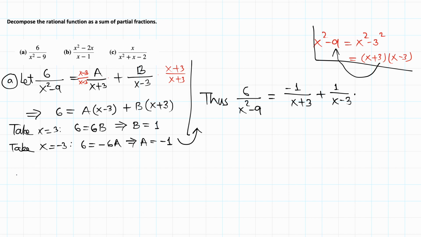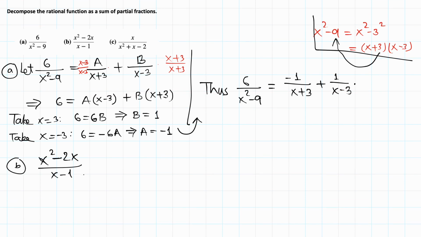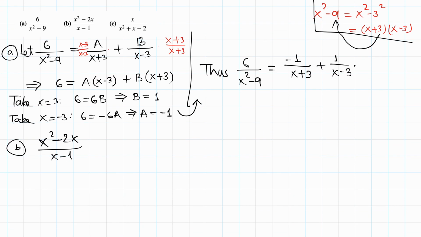Part B. Here we have x squared minus 2x over x minus 1. Here x minus 1 is prime, I mean, the bottom does not factor, it's just x minus 1. But this is an improper fraction because the x is squared on the top, while on the bottom it's just x. So we can divide the top by the bottom. This is improper.